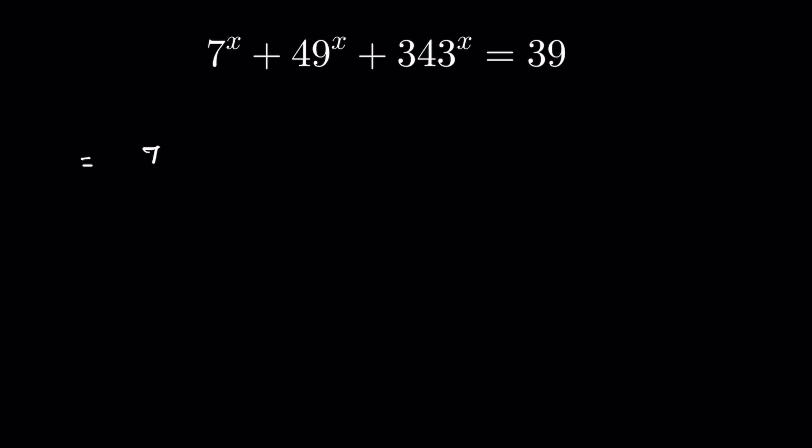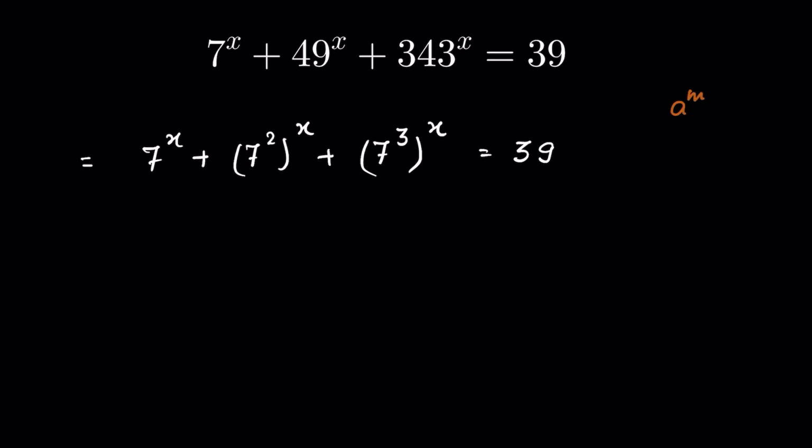Now 7 raised to the power x plus 49, we can write it as 7 raised to the power 2, whole to the power x, plus 343 as 7 raised to the power 3, whole to the power x, equals 39. Now when a raised to the power m, whole to the power n, it is equal to a to the power m times n, and this we can also write as a to the power n, whole to the power m.